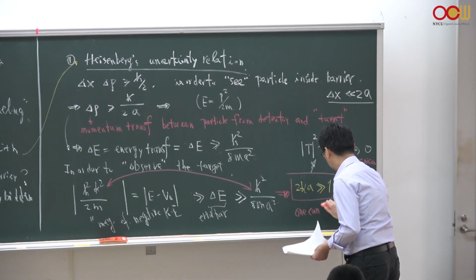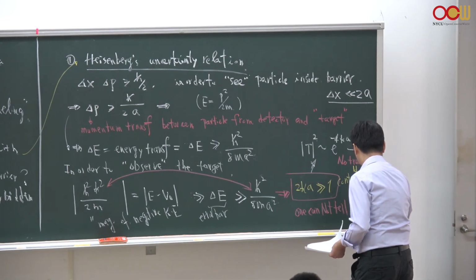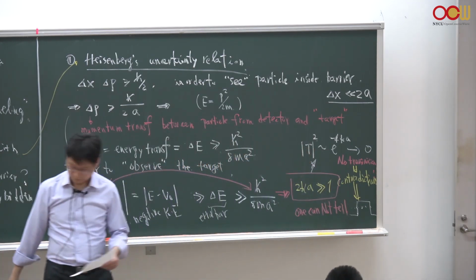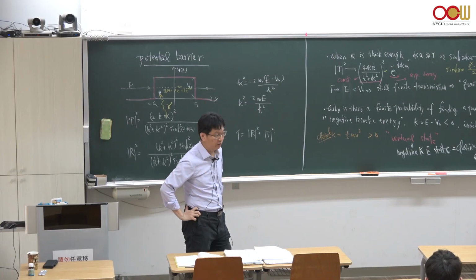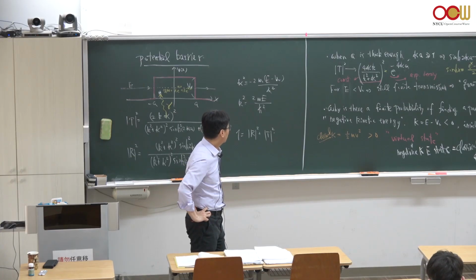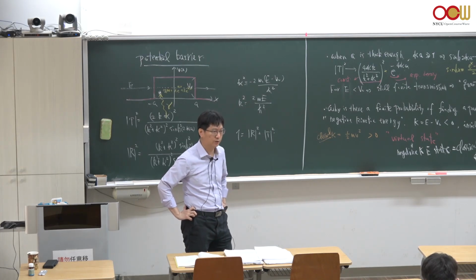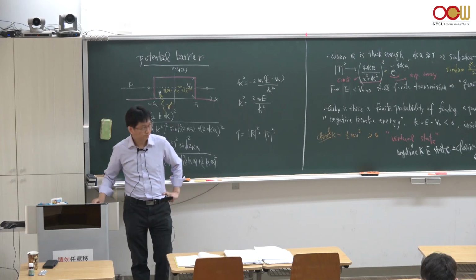One cannot tell whether there is really a particle inside this forbidden region. Okay, so this argument is very important, which is to argue why we cannot find the particle inside the potential barrier. What is the reasoning behind this?